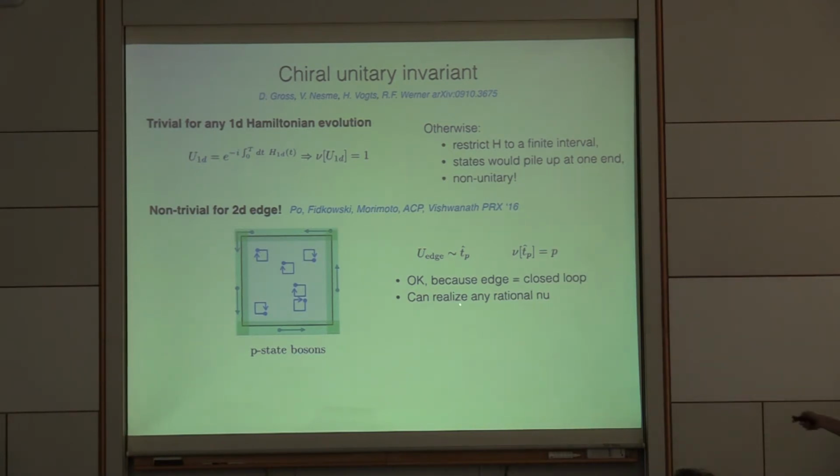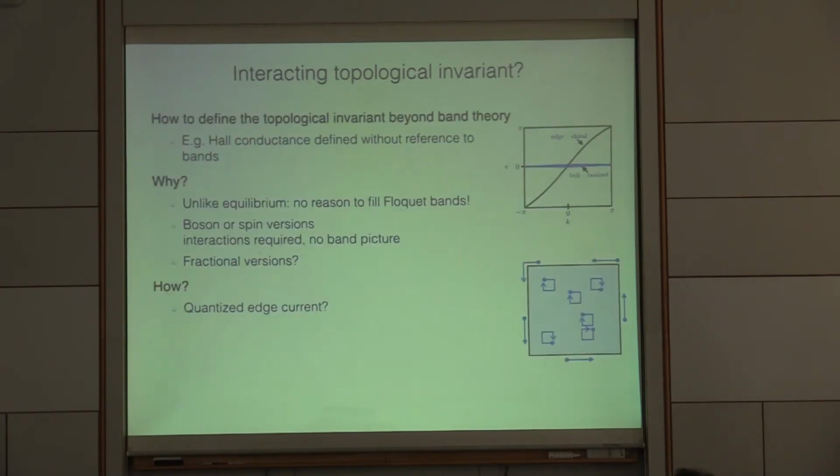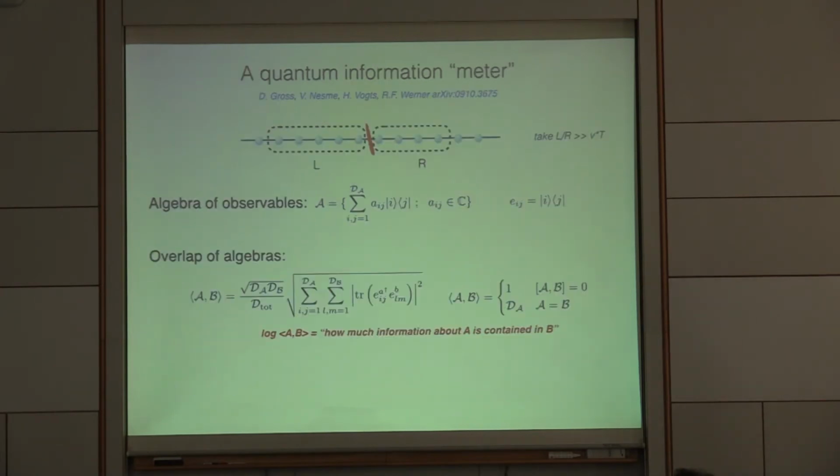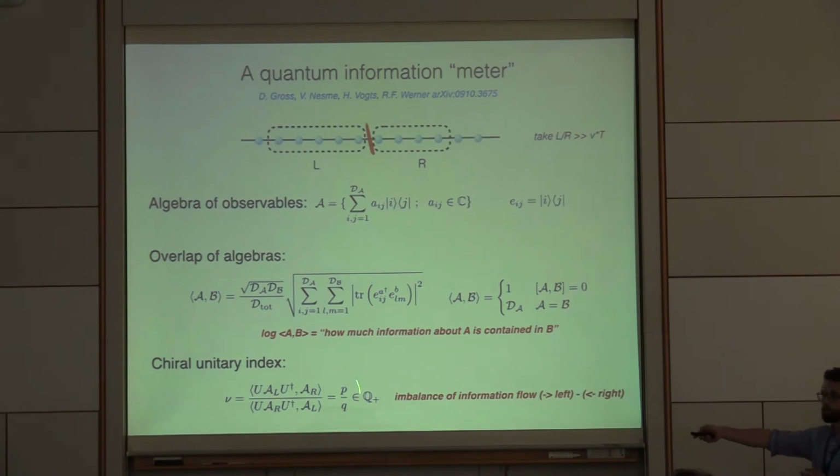Yeah, the other thing you can see is that you can actually realize any value of this. So remember, this index was quantized to a ratio of 2 integers, so some rational number. So you can get any value of this by just having a p-state model moving to the right at the edge and a q-state model moving to the left at the edge.